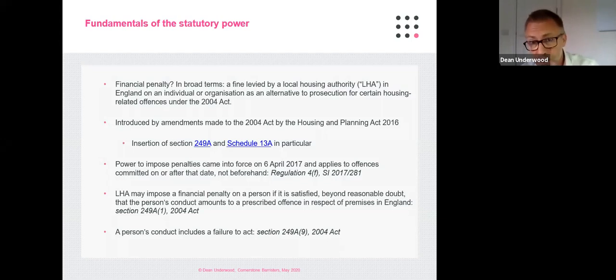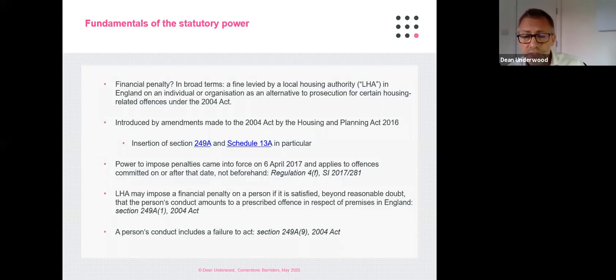Now, a number of points to note there. First of all, that the standard of proof is beyond reasonable doubt. The burden of proof, if you like, is that belonging to the local housing authority. It is the local housing authority that must be satisfied that the person's conduct amounts to an offence. And it only applies in respect of certain prescribed offences.